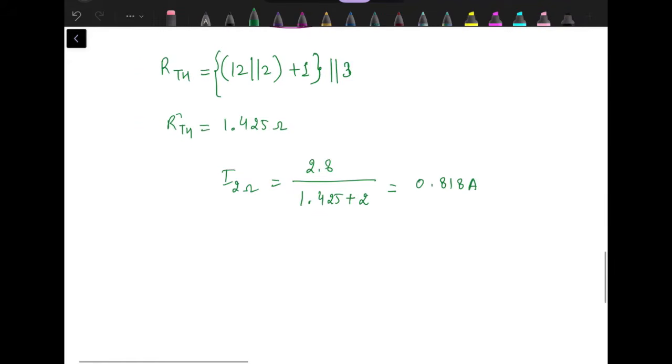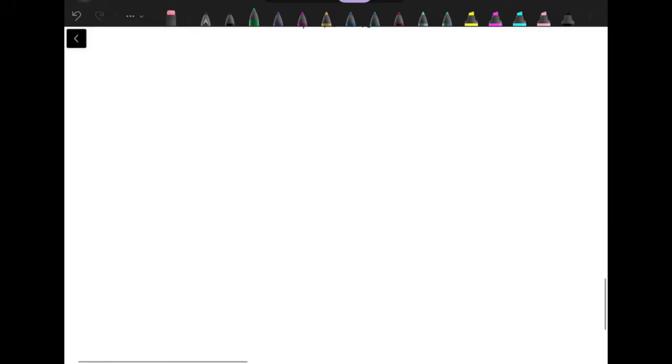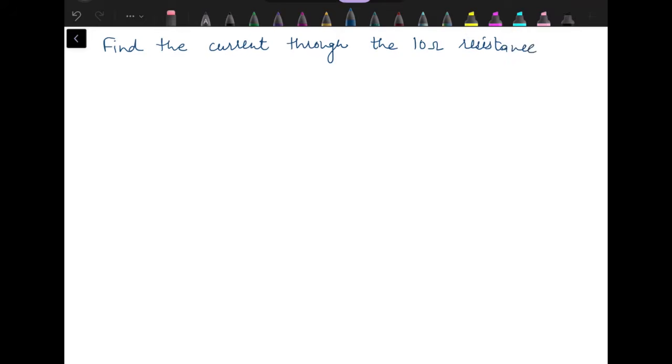I'm taking one more problem so that you can have more practice. Find the current through the 10 ohm resistance using Thevenin's theorem.